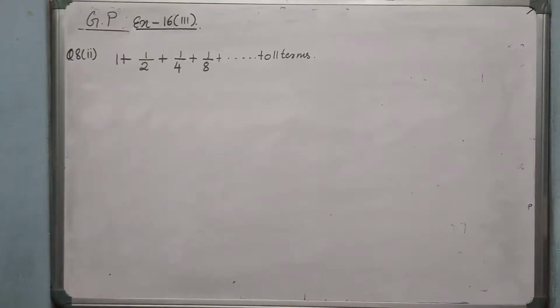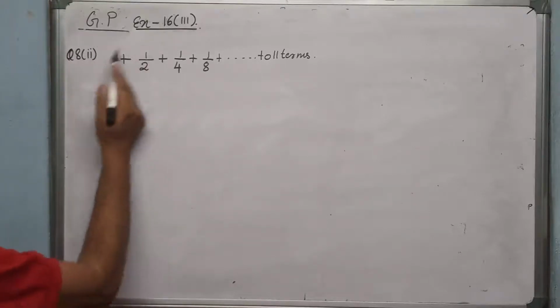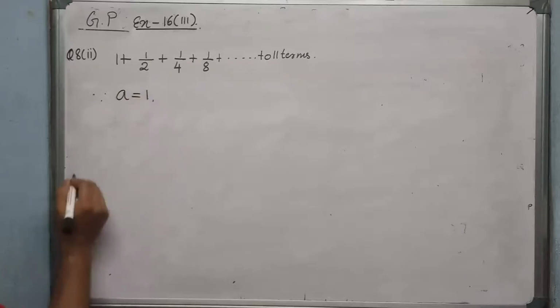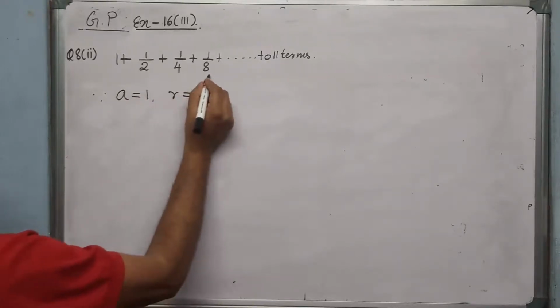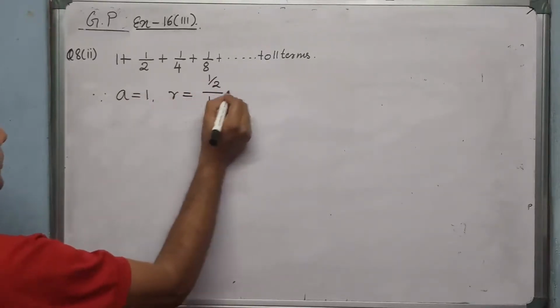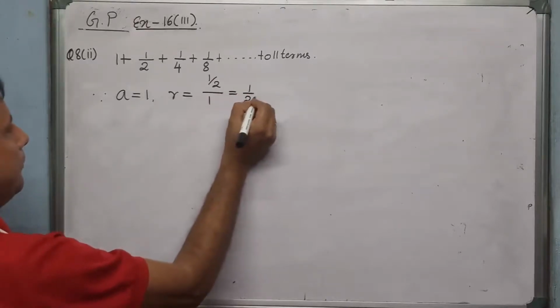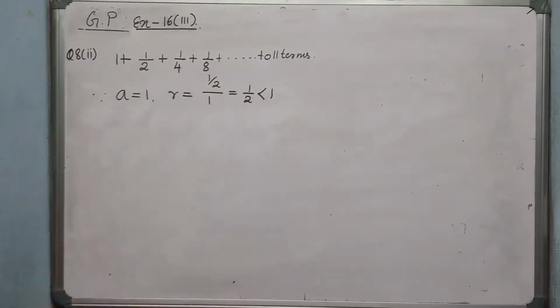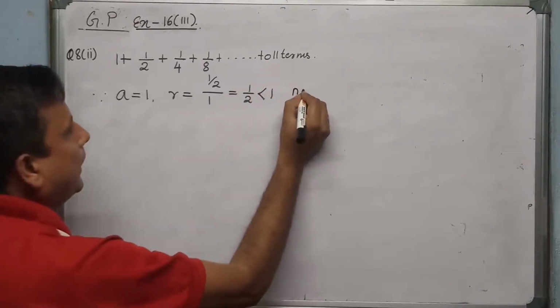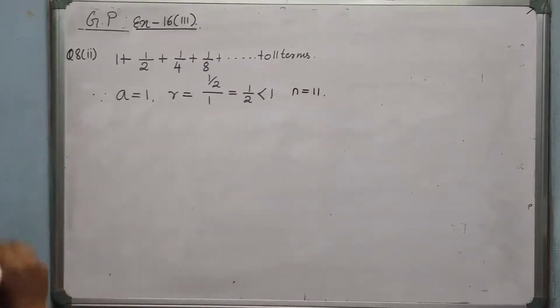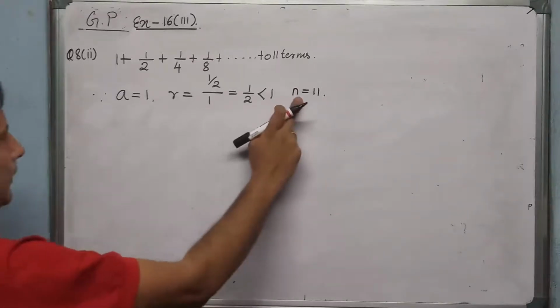Now the next one is again to find the sum of 11 terms. Say it's a reciprocal form of the series. According to the series, the first term is 1 and the common ratio is the second term divided by the first term. It is half, which is less than 1. Half means it is 0.5, which is less than 1. For 11 terms, n is equal to 11.